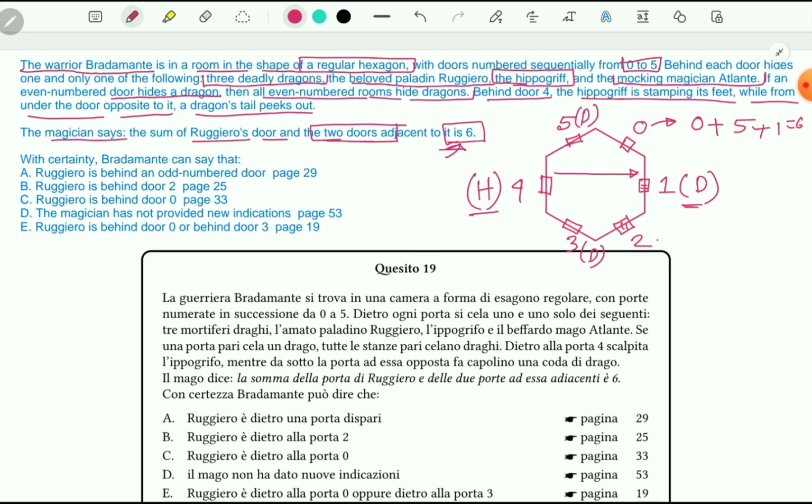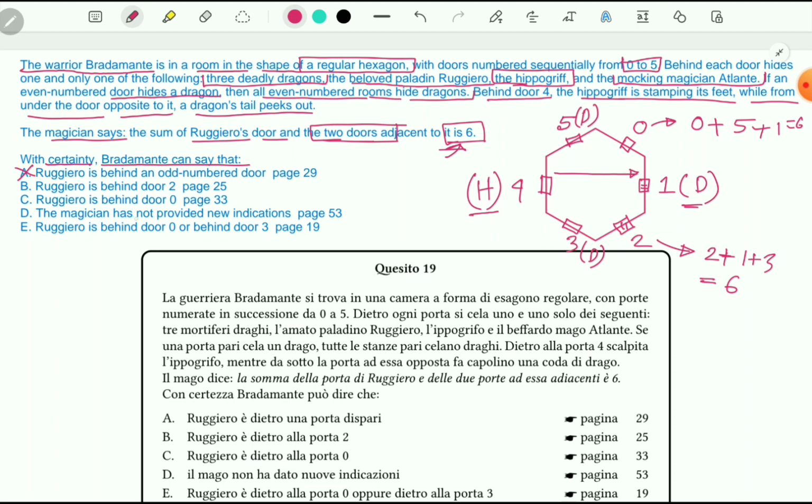One more option is here. If 2 becomes Ruggiero's door, then 2 plus the 2 adjacent door numbers, 1 and 3, also gives us 6. So we can say that Ruggiero's door can be 0 or 2. Let's find the correct answer from the options. With certainty, can one say that Ruggiero is behind an odd number door? Of course not. Ruggiero is behind door 2? Yes, it can be possible. Ruggiero is behind door 0? It also can be possible.